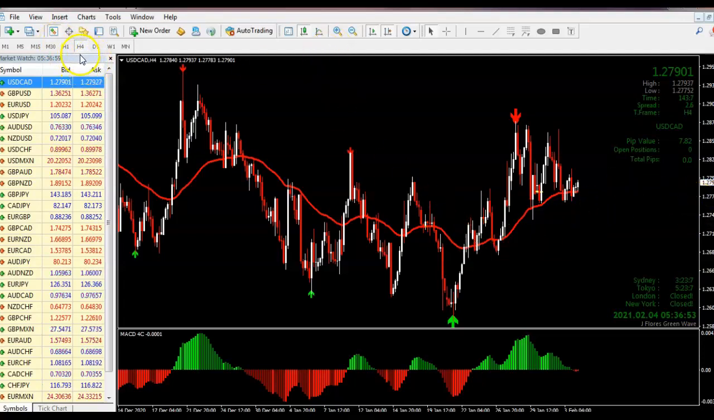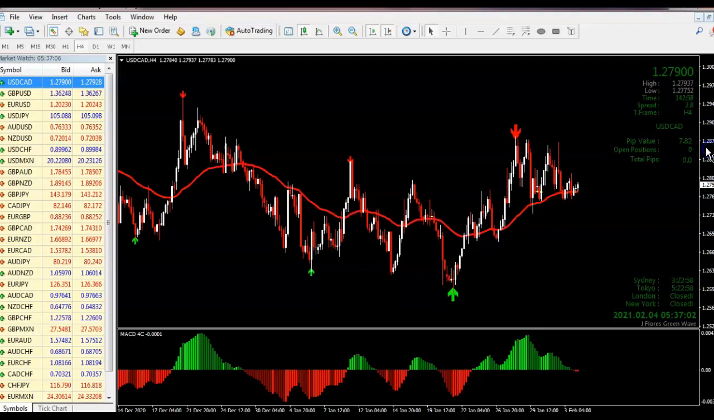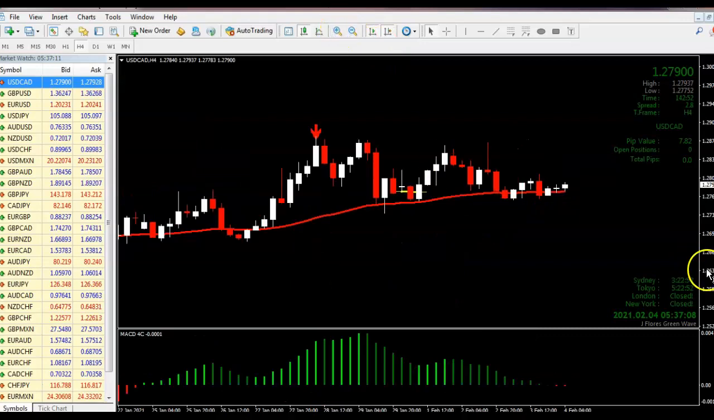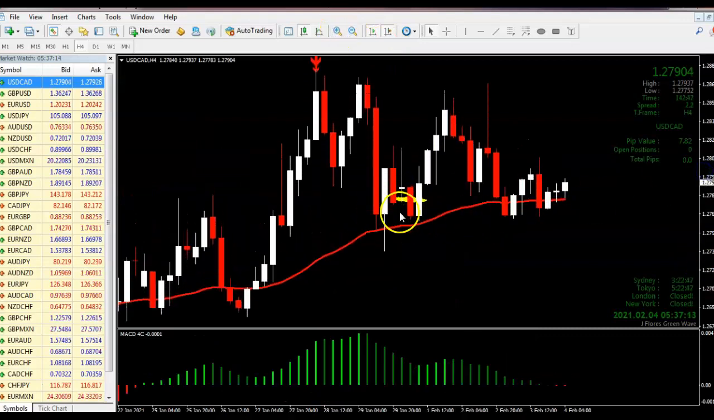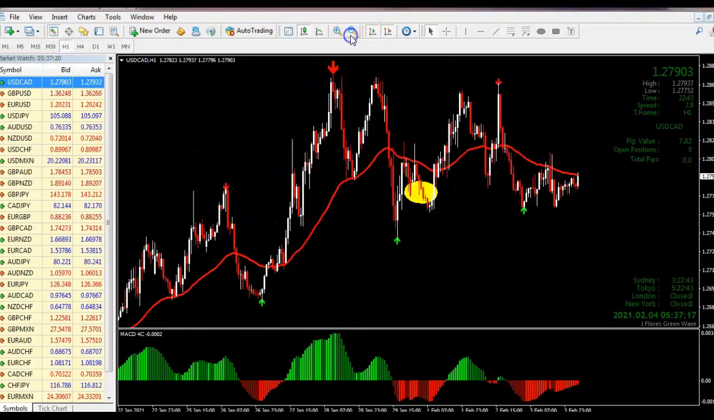Okay, so we are in the 4-hour time frame on USD CAD. The markets have been consolidating, as you can see here on Sunday. I put a yellow mark right there. That's where we were on Sunday when we did our analysis. We were exactly at this point.